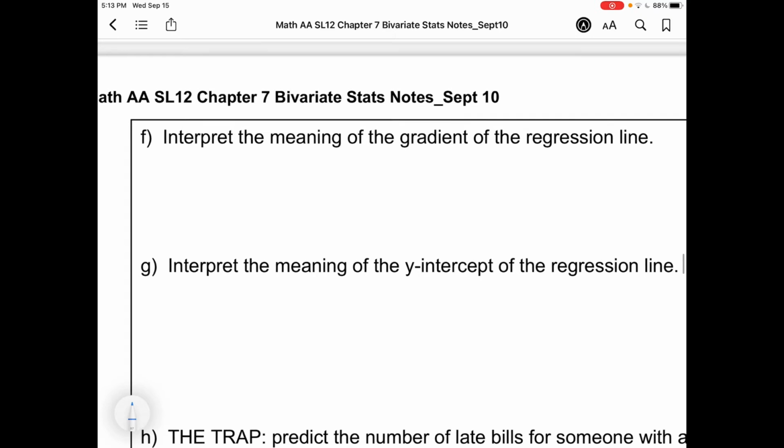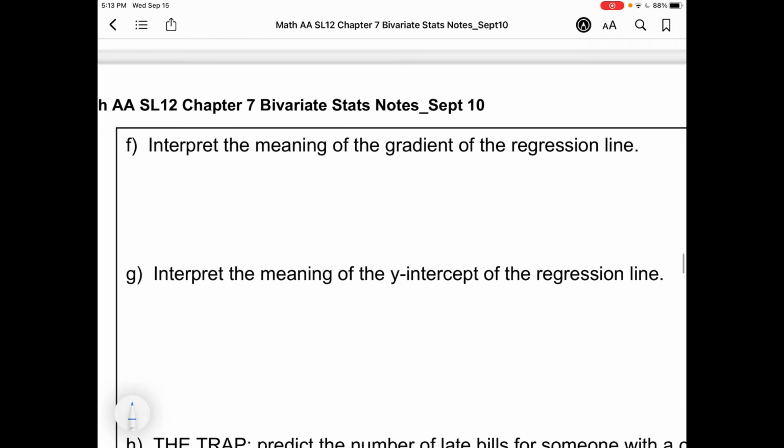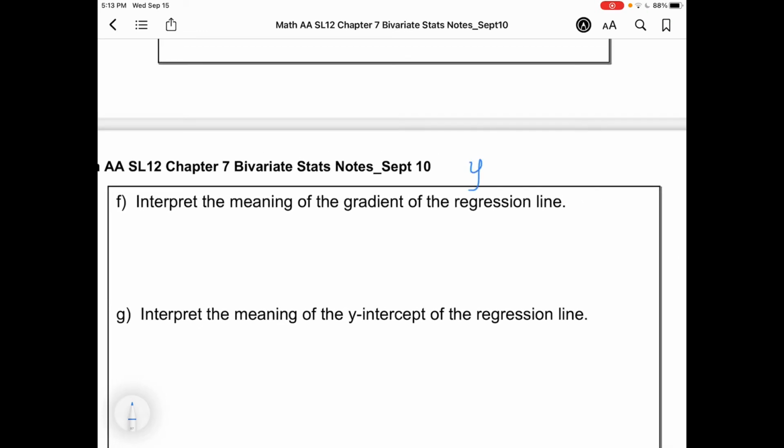All right. Interpret the meaning of the gradient of the regression line. So remember, gradient means slope. We've got something that looks like this: negative 16.4x plus 816. Remember, in a line, we often see it as y equals mx plus b.